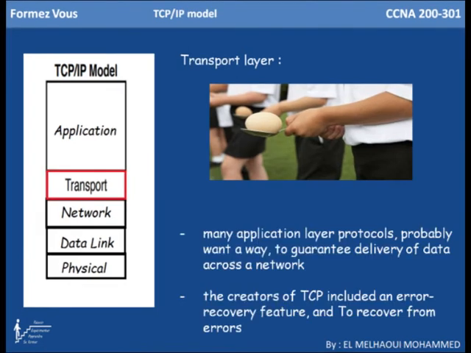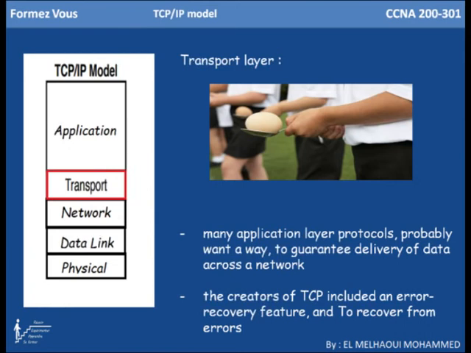On a network, many application layer protocols probably want a way to guarantee delivery of data across a network, so that people and services can get full information, without missing or dropping anything. For that reason, the creators of TCP included an error recovery feature, and to recover from errors, they used the concept of acknowledgements in the TCP header.